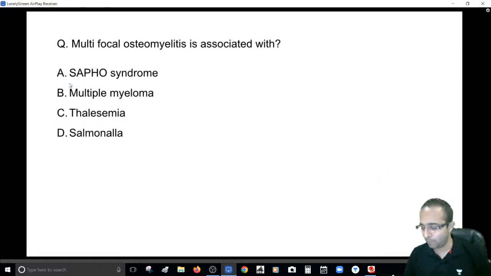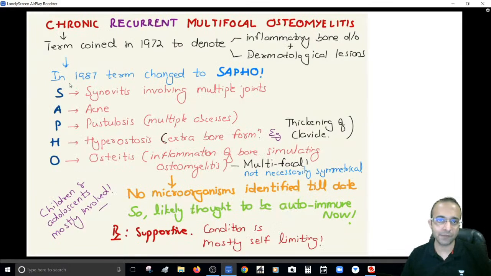A word about multifocal osteomyelitis. I'm sure you would have heard of this term, multifocal osteomyelitis. This is something that we correlate with what we call Sapho syndrome. I'll tell you what is Sapho syndrome. Actually, there was a term called chronic recurrent multifocal osteomyelitis that used to be very common, somewhere around the 1970s. That would denote an inflammatory bone disorder with some skin lesions.